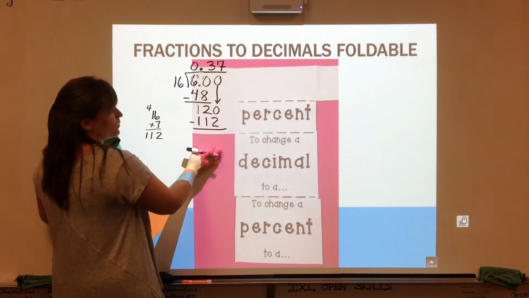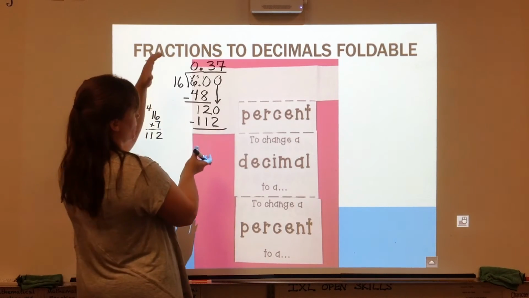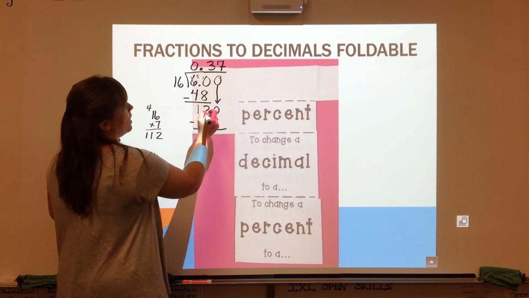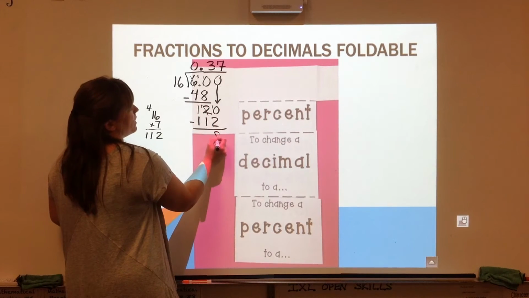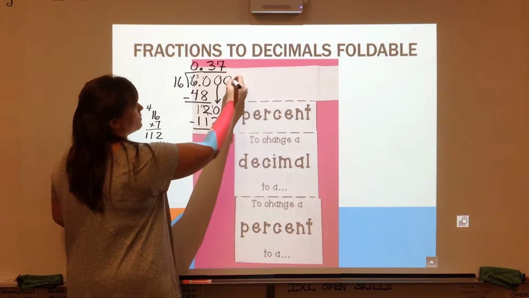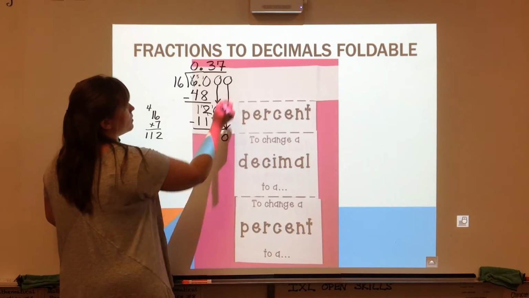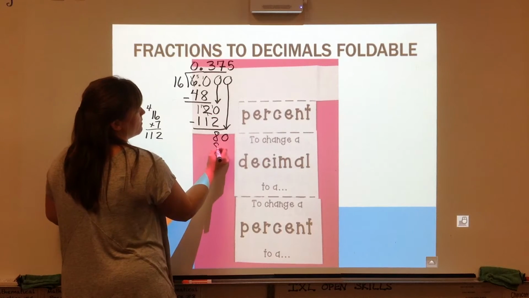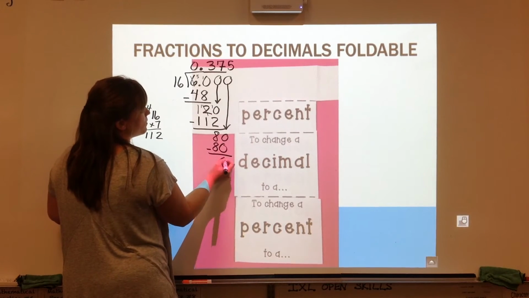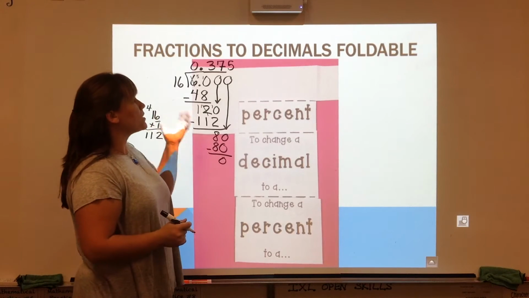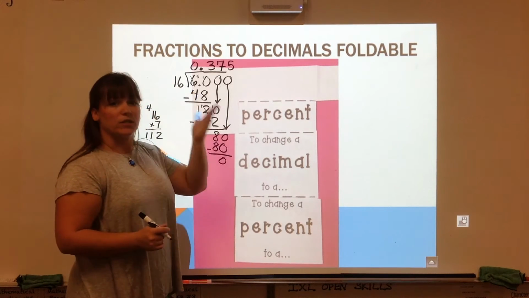And I'm running out of room. Hopefully you're writing smaller so that you're not going off of that white part of the foldable. I'm just going to keep going though. And we have an 8. We have to go 1 more. And luckily, 16 times 5 is 80, so we will get a 0 after that. So this fraction is the decimal 0.375.